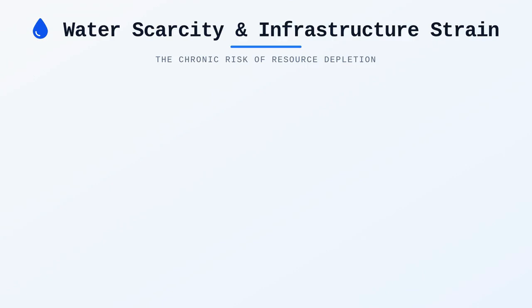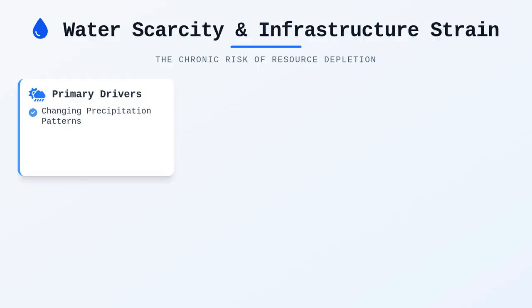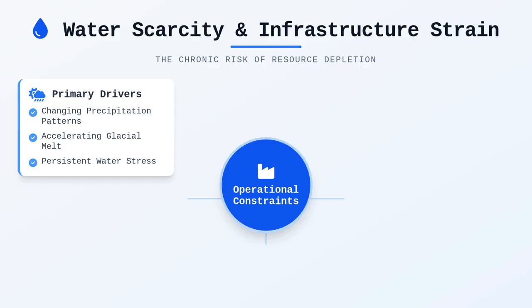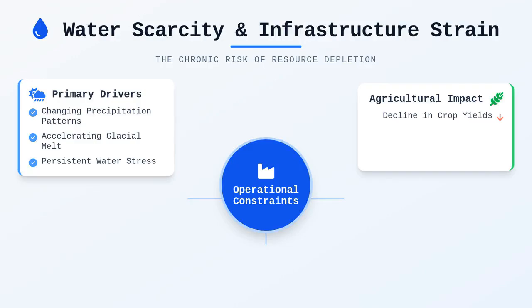Water scarcity and the associated strain on regional infrastructure present another critical facet of chronic risk. As changing precipitation patterns and glacial melt lead to persistent water stress, industries that rely heavily on water availability for production or cooling face significant operational constraints. In agricultural sectors, this manifests as a steady decline in crop yields, which directly impacts the credit quality of agribusinesses and the stability of food supply chains.